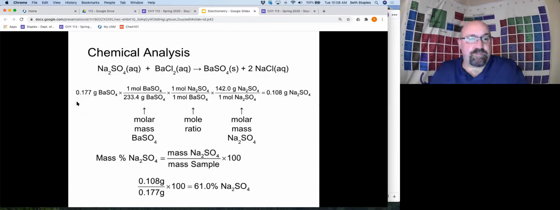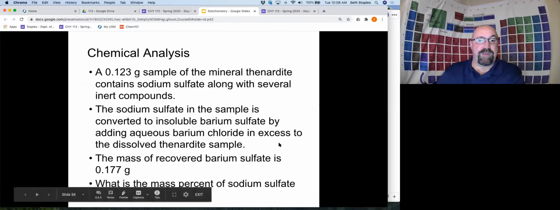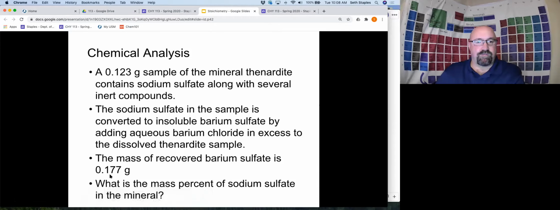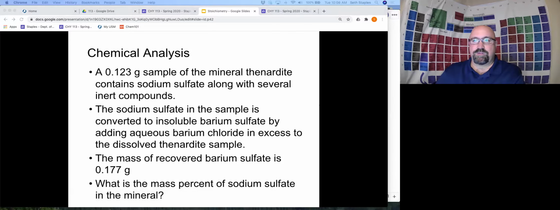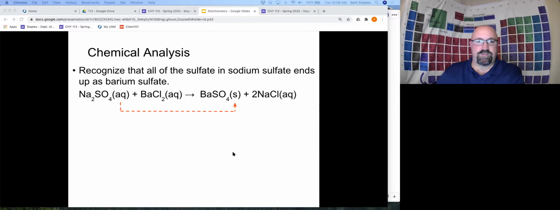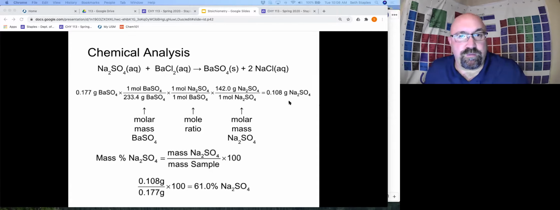And so we look at those steps. And so we weighed out, again, if we come way back here, we found that the mass of recovered barium sulfate was 0.177 grams. And so we're able to then, see if I can find it. Thought I could skip right to it. I'm not that fancy. So we recovered 0.177 grams of barium sulfate. We convert that to moles. Use our molar ratio to convert to moles of sodium sulfate. Use our molar mass of sodium sulfate. And so we find that we had to have started with 0.108 grams of sodium sulfate to begin with.